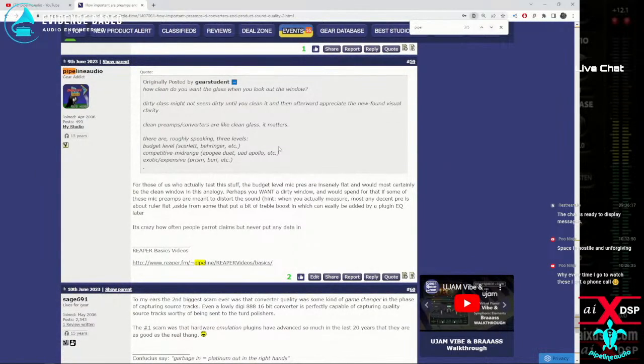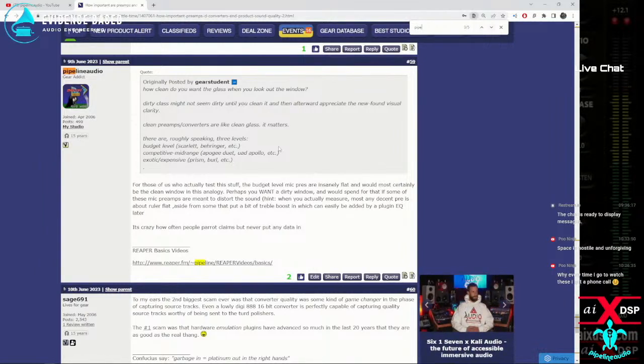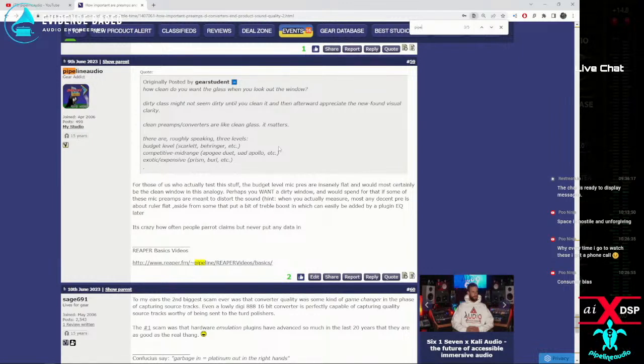So somebody else asks, how clean do you want the glass when you look out the window? There's this idea that these more expensive mic preamps are cleaner, give you a better picture. But as we've shown, even some of the cheapest mic preamps out there, and I'm talking even Behringer, are miles above what we used to have back in the studio back in the day. They might not have as much headroom, but that kind of doesn't matter.